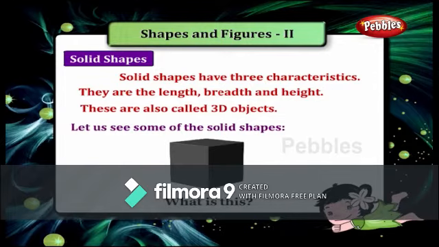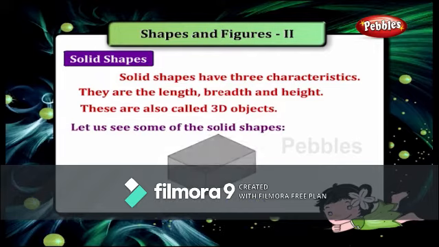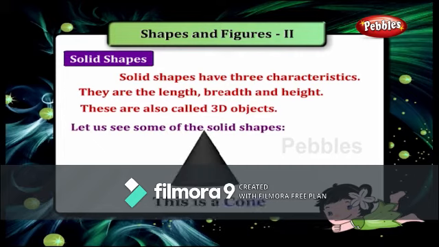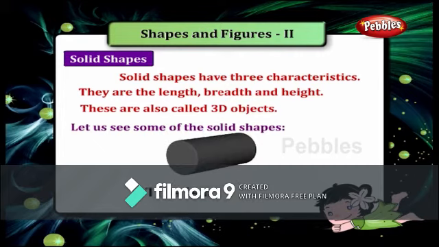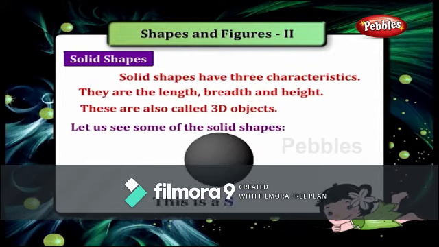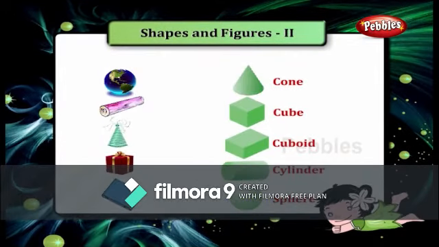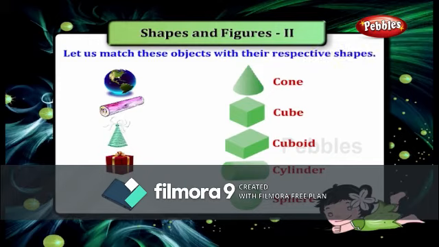What is this? This is a cube. And this is a cuboid. This is a cone. This is a cylinder. And this is a sphere. Let us match these objects with their respective shapes.